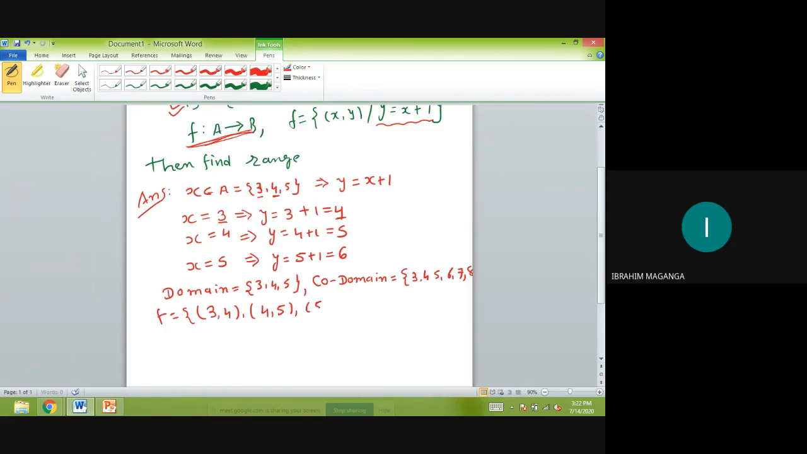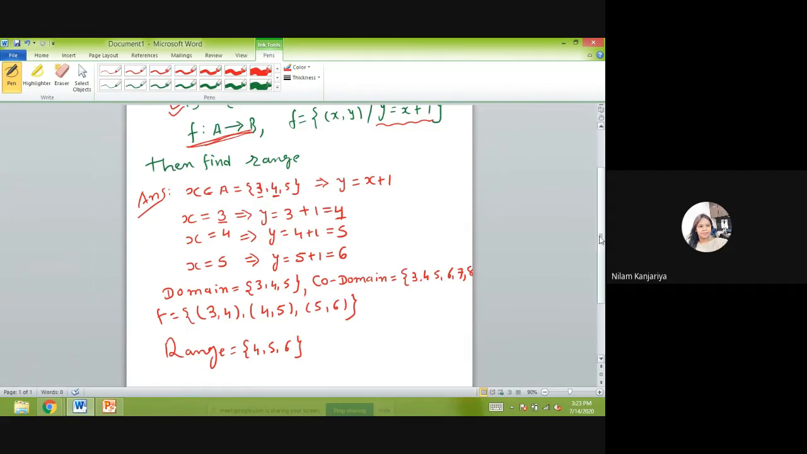Five and six. And what is the range? The range is 4, 5, 6. Okay, this is the range. Understand? And range is always a subset of codomain.